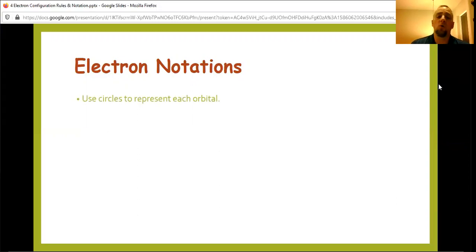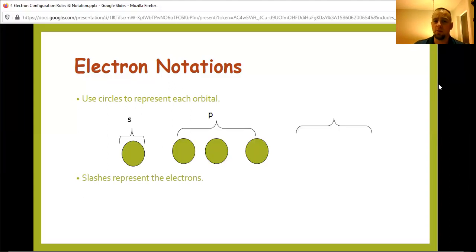So let's take a look at how we write an electron notation. I'm going to give you a couple different representations for how you can write this. There is a more traditional method, but there's two methods that I will allow in our classwork. So first thing that we'll look at is we will use circles to represent each orbital. Slashes within those circles will represent the electrons. So if we take a look here, I have some circles for S and P orbitals.